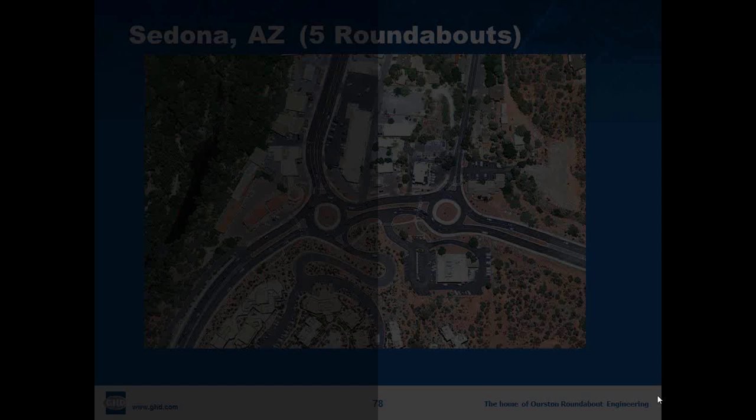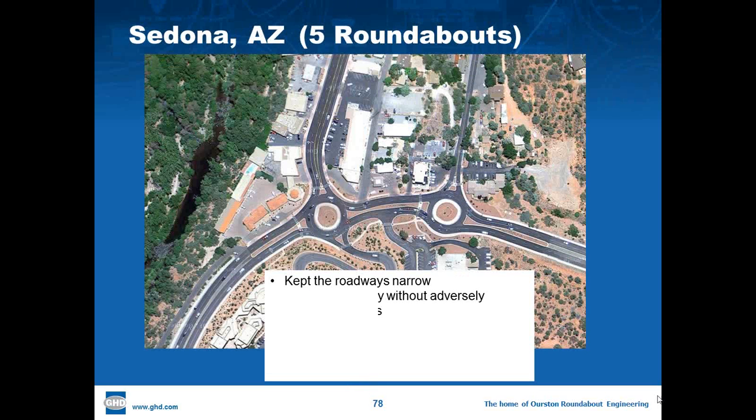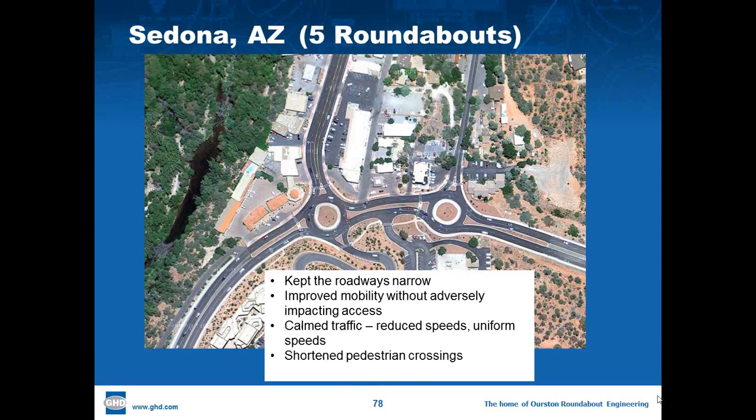Another example of a corridor, and you can see the benefits for Sedona: keeping roadways narrow, calm traffic, reduced speeds, uniform speeds, shortened crossings, beautified intersections. So a roundabout in a series can revolutionize the corridor, both for development and traffic operations.